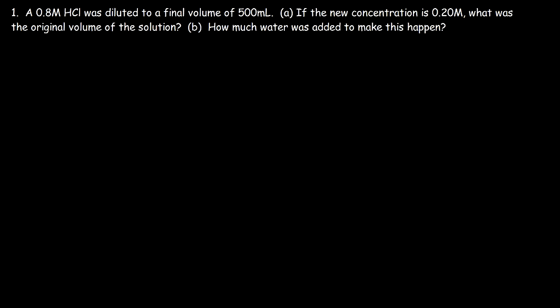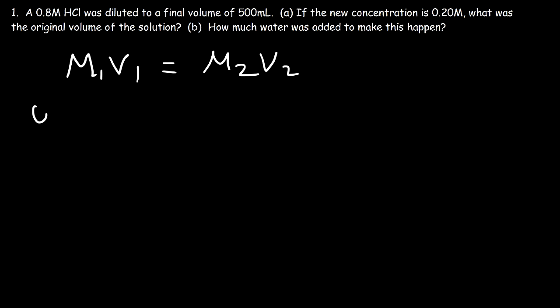Number 1, a 0.8 molar HCl solution was diluted to a final volume of 500 milliliters. If the new concentration is 0.20, what was the original volume of the solution? So what can we do to figure this out? For a typical dilution problem, you can use this equation. M1V1 is equal to M2V2. M1 is the original concentration, V1 is the original volume, which makes M2 the new concentration of the solution, and V2 is the final volume.